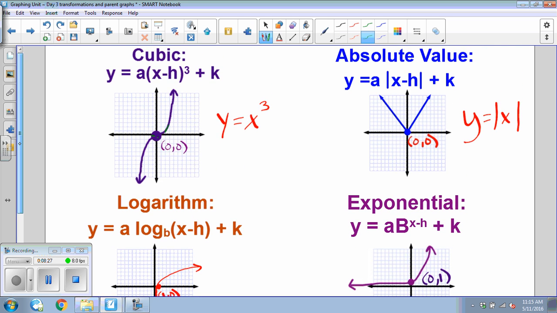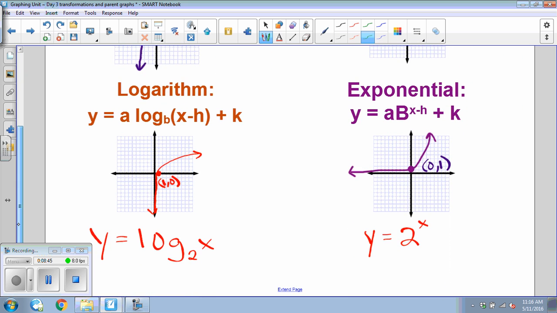And also, we need to mention, a cubic starting point is at 0, 0. It's at the origin. Okay? And absolute value starting point is also at the origin at 0, 0. And it's a minimum. Absolute value has a vertex. Okay? It's a minimum.